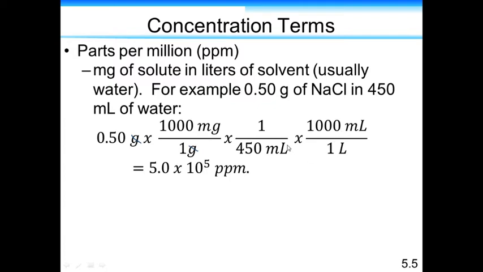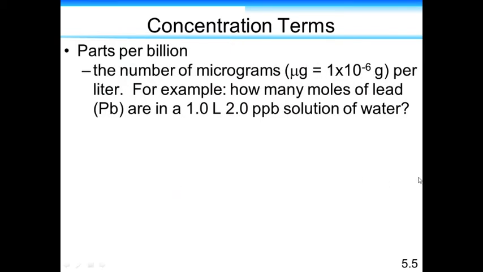The way I set it up here is I set it up using the unit analysis. So I took the inverse of the volume, essentially dividing by the volume. But remember, we need it in liters, so we do need to convert that into liters. And once you do the math, you come up with 5 times 10 to the 5th parts per million. Parts per billion is, instead of milligrams, it's micrograms per liter.